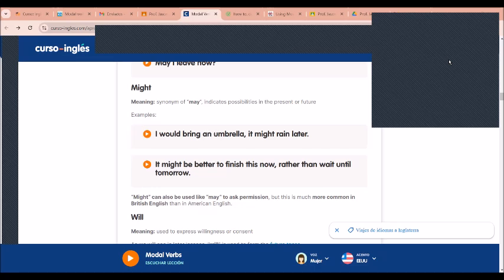Fatima. Yes, teacher. Might, meaning a synonym of may, indicates possibilities in the present or future. I would bring an umbrella. It might rain later. It might be better to finish this now rather than wait until tomorrow.